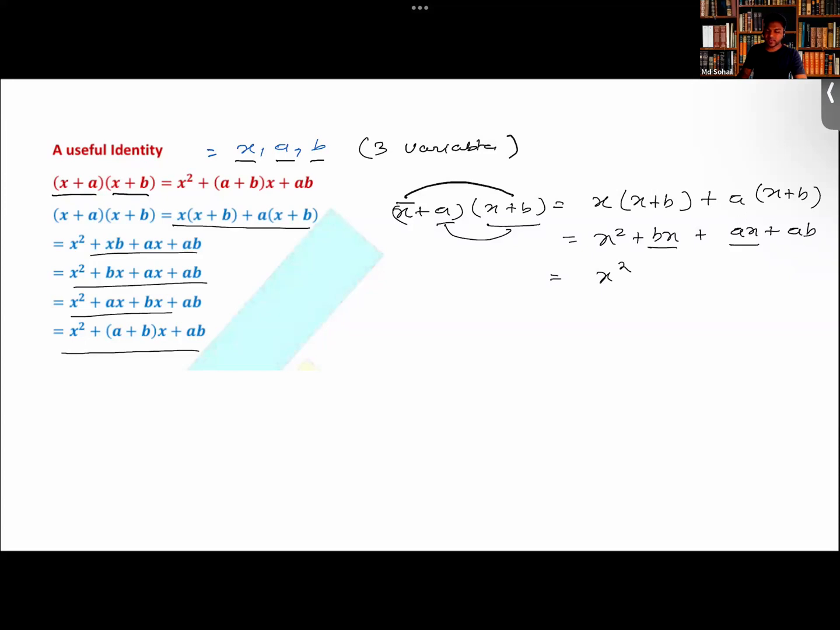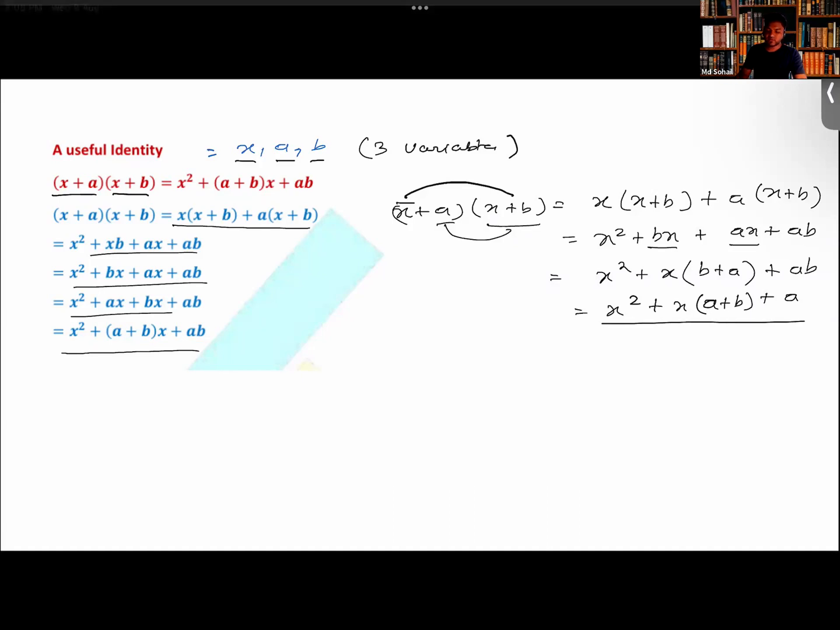X is common in AX and BX, so we will take X out. So B plus A, we can write it like this, and then plus AB. So that is basically what we're getting here: X square plus X, and we can rearrange it and write it like A plus B, which is more convenient in reading. So instead of B plus A, we are writing A plus B. That is the identity we are getting here.